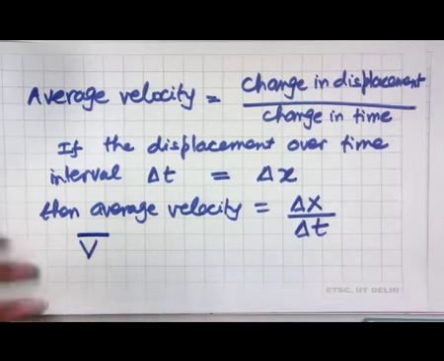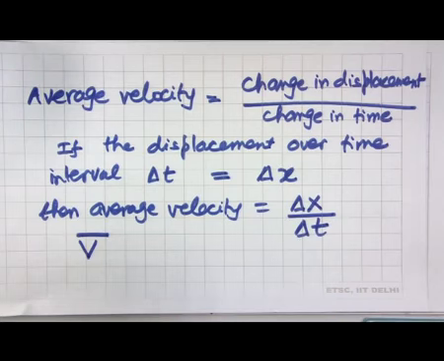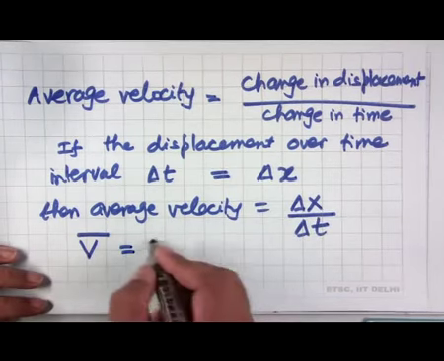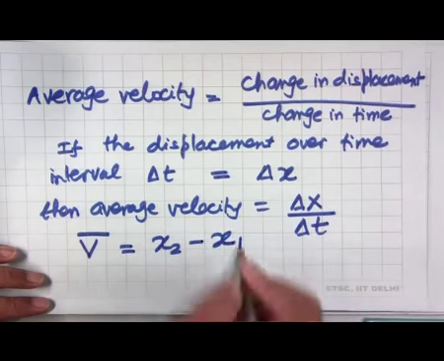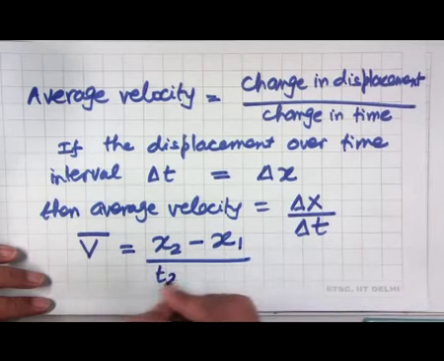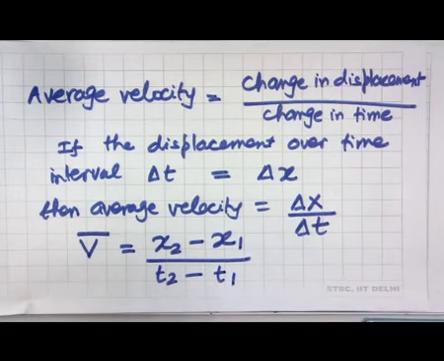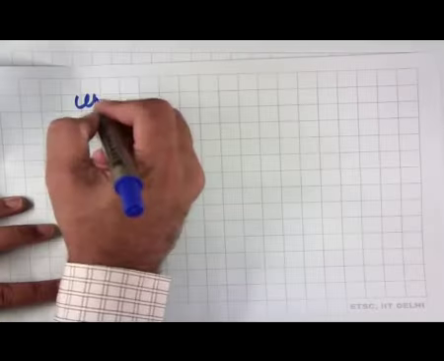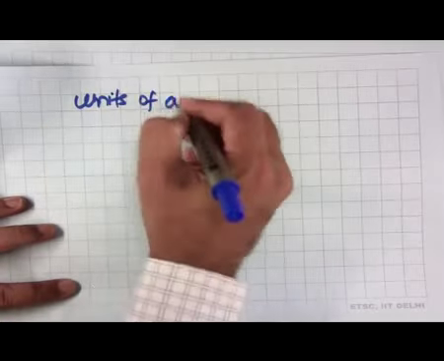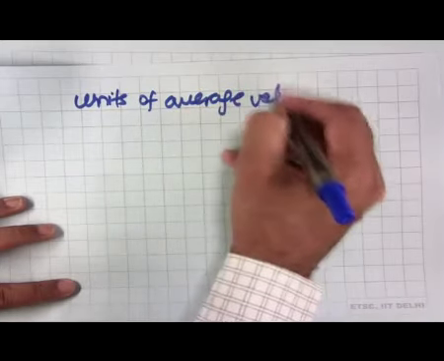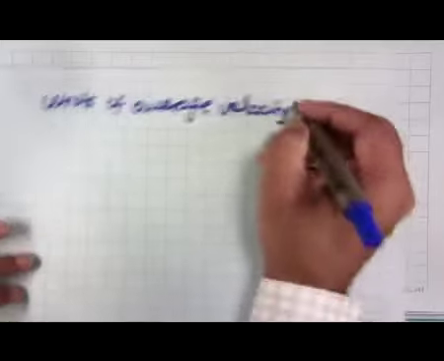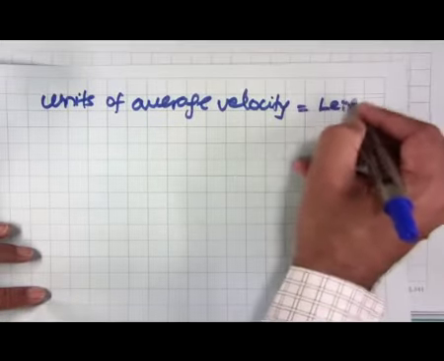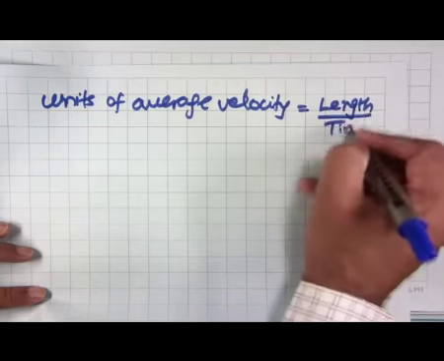For average velocity, we use a symbol v with an over bar, and this is equal to change in displacement. I can write it as x2 minus x1. Change in time can be written as t2 minus t1. So, this is what the definition of average velocity is. Now, if we look at the units of average velocity, they will be length units divided by time units.